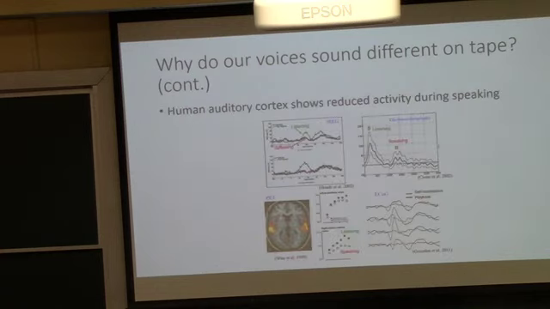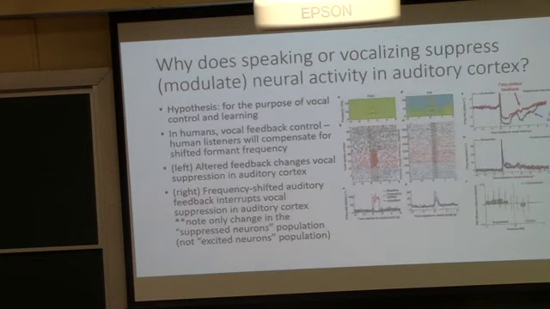And then moving on, there's an experiment with human auditory cortex, which shows again that reduced activity during speaking. What's important to note is that when you compare listening versus speaking, the lines again do not overlay, because when you are speaking, you don't see the same peaks, because there's less activity. Okay, so I packed a lot into this slide, but bear with me.